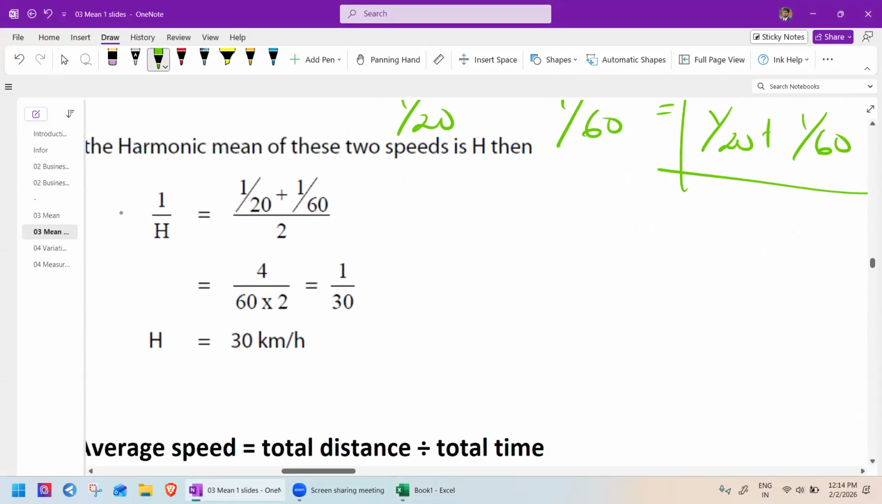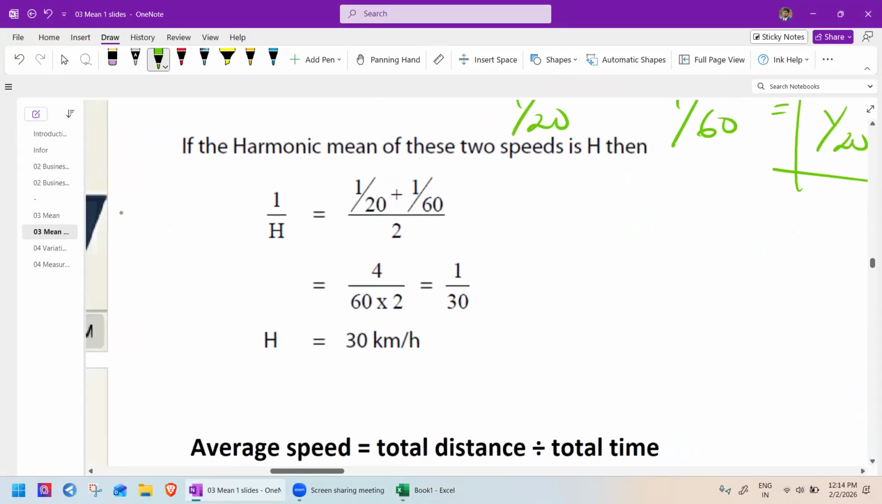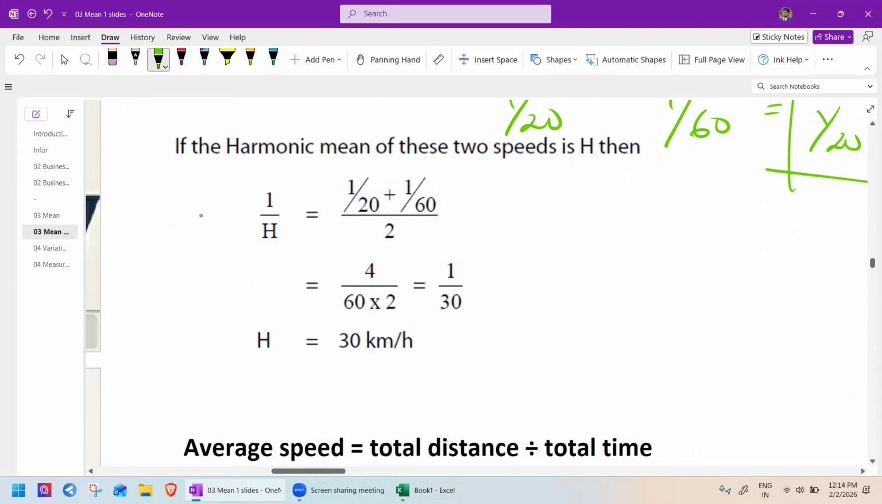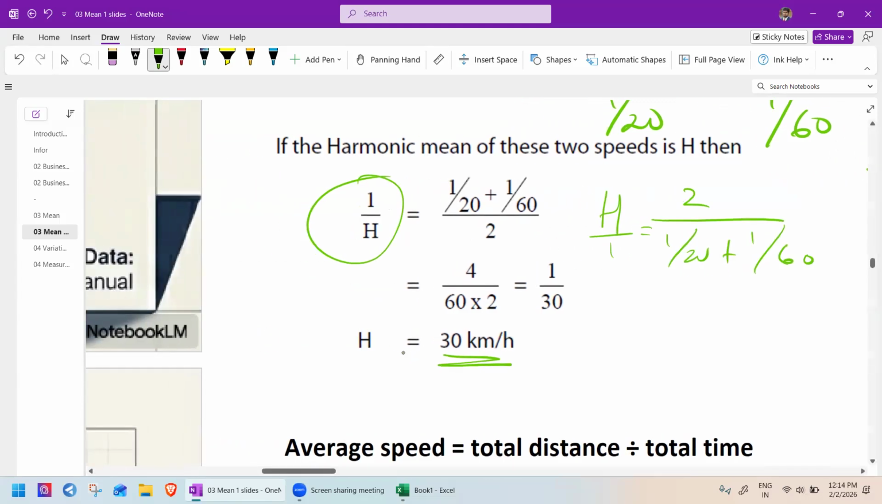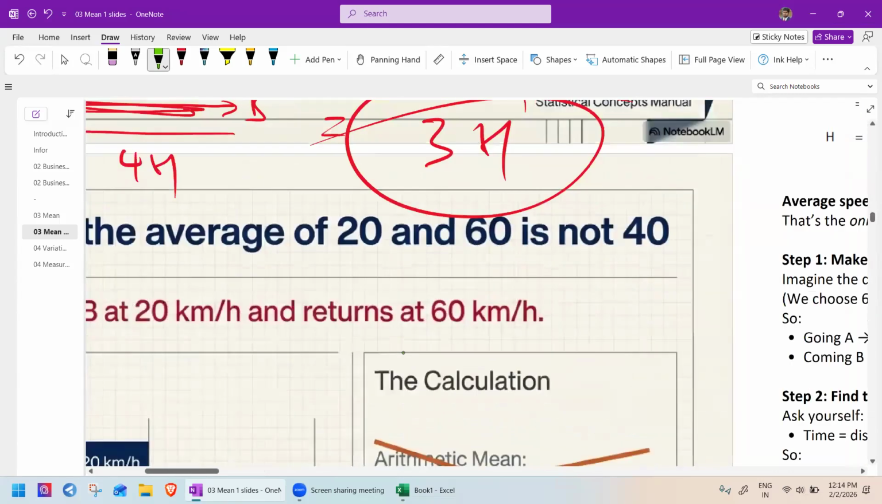This is the reciprocal of the harmonic mean. So the reciprocal of h equals 2 over 1 over 20 plus 1 over 60, so that we can get 30 kilometers per hour. Right? Clear?